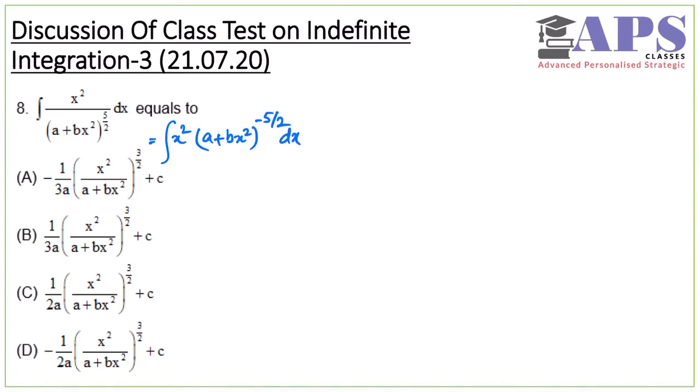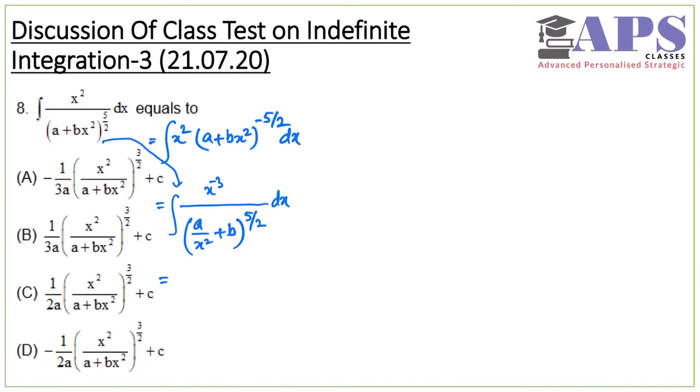Or after observation, I can just take x square common from the denominator. So if I take x square common, I will get (a by x square plus b) whole to the power 5 by 2 in the denominator. And when I take x square common, what will come out? X power 5 will come out, which will go in the numerator as x power minus 3 dx. Okay, so this will give us a form.